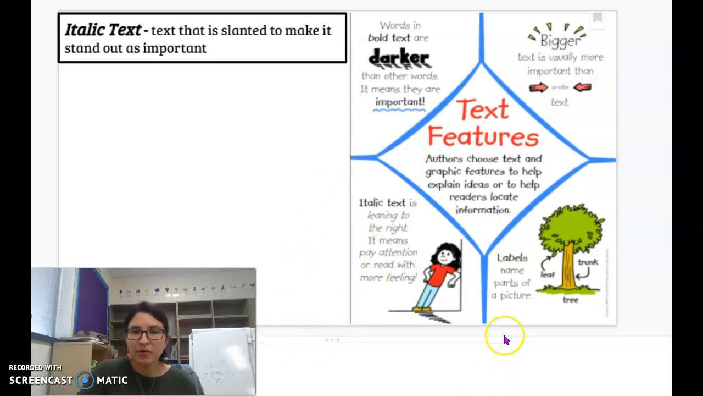And here's the new one we focused on yesterday, italic text. Italic text is leaning to the right. It means pay attention or read with more feeling. Okay, so here's an example of italic text. Do you see how it looks slanted to the right? And the rest of the text is not. Italic text: text that is slanted to make it stand out as important. Okay, so those are the text features from yesterday.